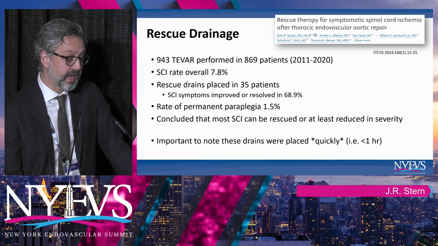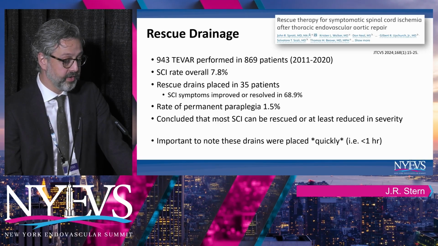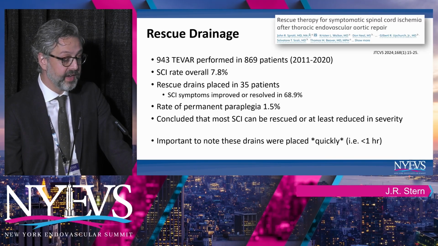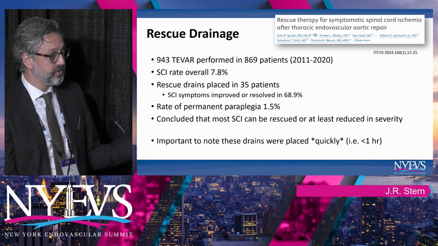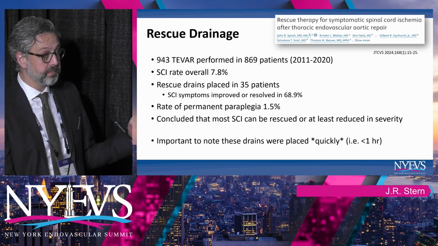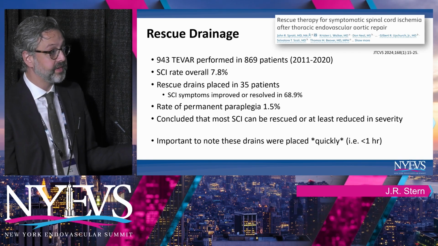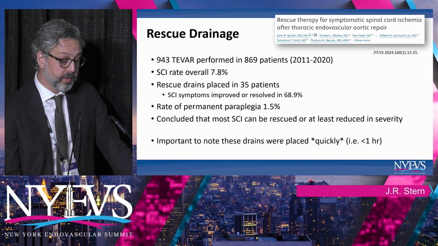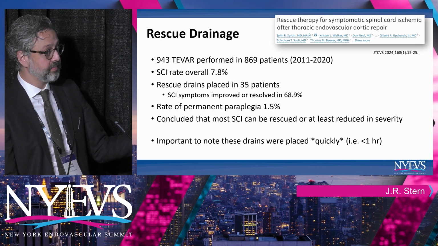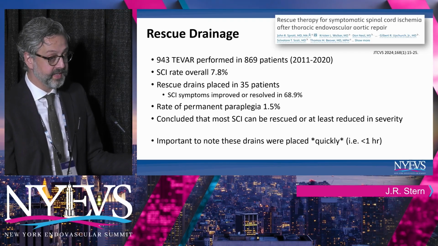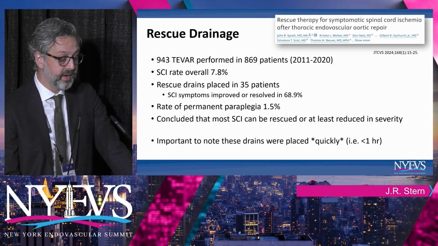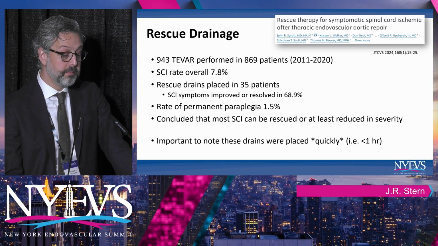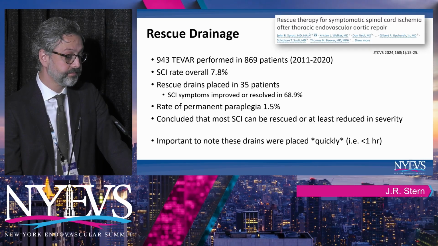This is another review, 900 TVARs performed, with an overall SCI rate of 7.8%, and in this group, rescue drains were needed in 35%. Importantly, they found that when the rescue drain went in, the SCI symptoms were either improved or resolved completely in nearly 70% of patients. So again, this sort of proves the concept that rescue drainage works. They had a low rate of permanent paraplegia, so you can see if the overall rate of SCI is 7.8% and the permanent paraplegia rate is 1.5%, then we're actually rescuing quite a number of patients. But it is important to note in these studies that in general, from what they could tell, most of the drains were placed very quickly, within an hour.